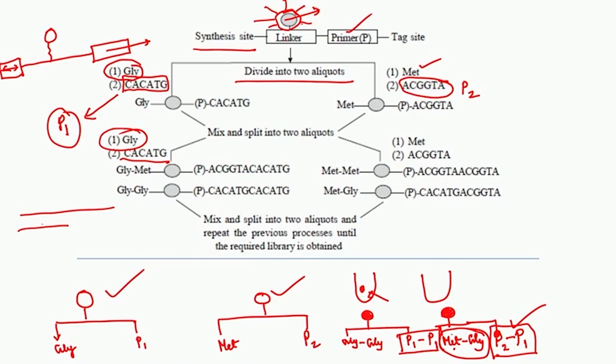Now you know that the first amino acid has to be methionine, so you can take methionine and vary the other amino acids and then optimize the hit. Okay. So, I hope this is clear.